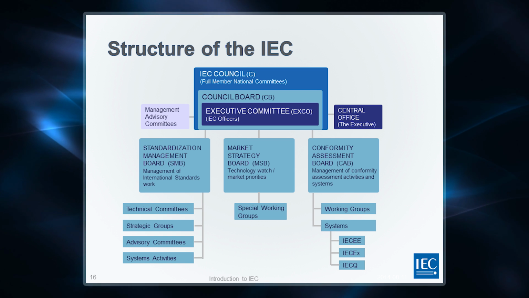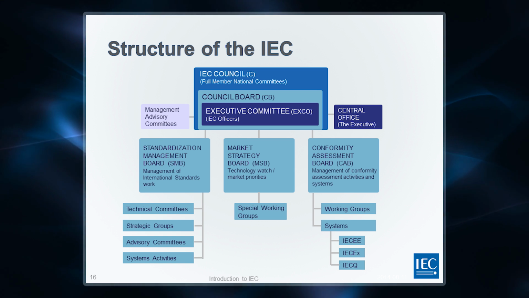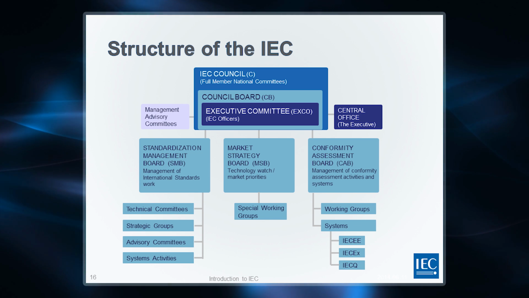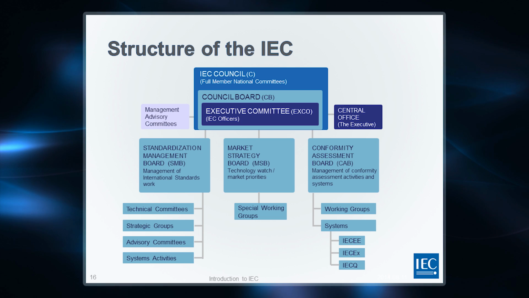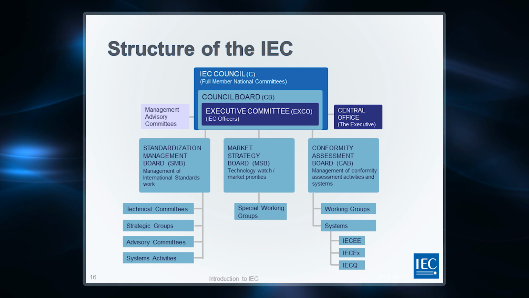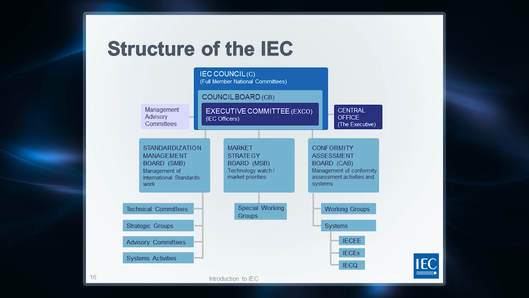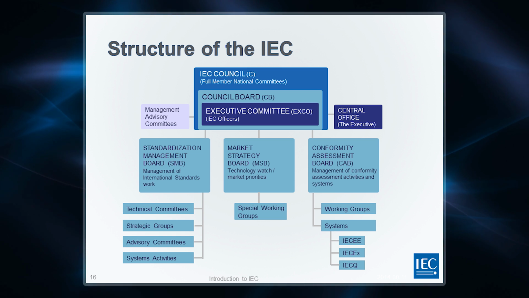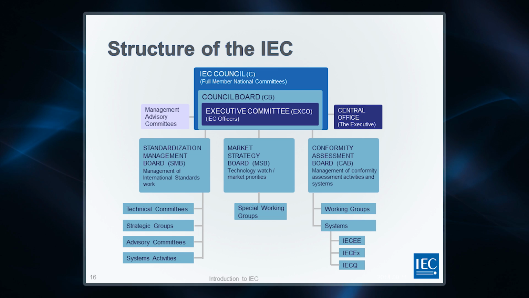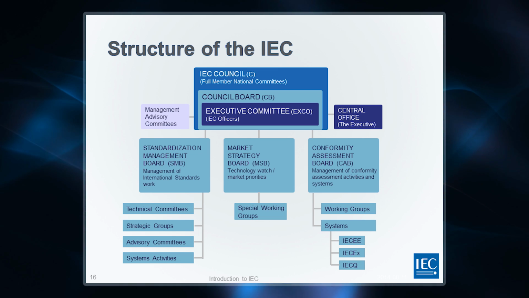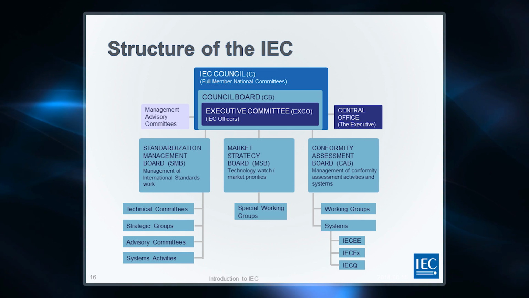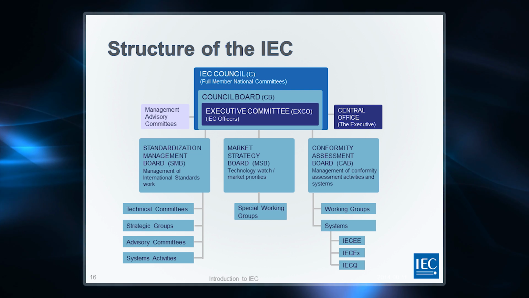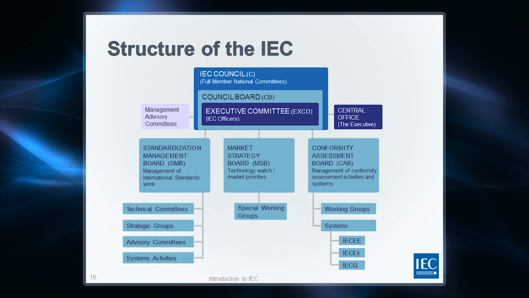Next to that, we have a market strategy board, which is a sort of think tank. It looks at developing new perspectives for the organization. We only set it up about 5 years ago, so it's a relatively new animal within the IEC. But it has come up with lots of useful things, like our policy to deal with renewable energies and so on. And then finally, all the work we do on conformity assessment. So that's the way the organization works. And remember, most of the people don't work for the IEC.